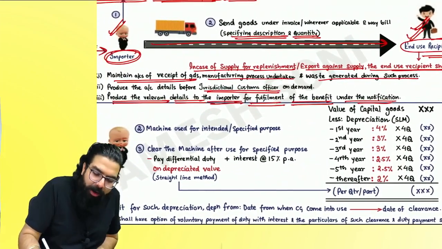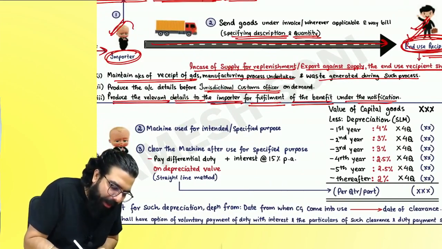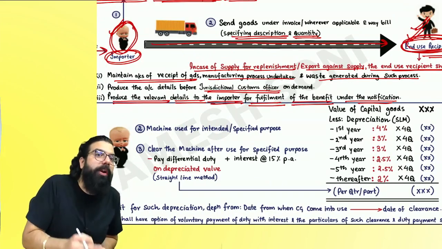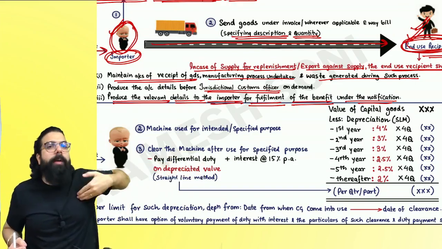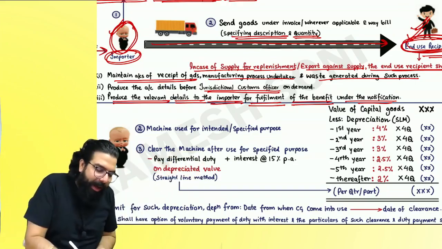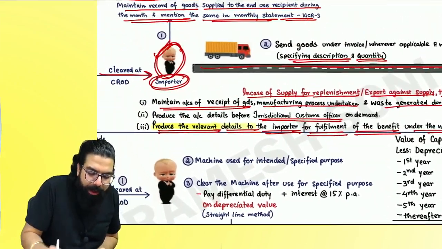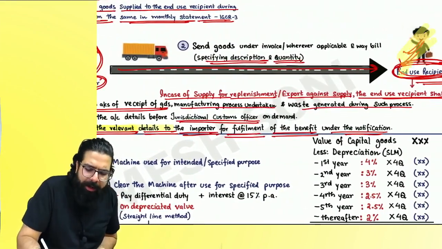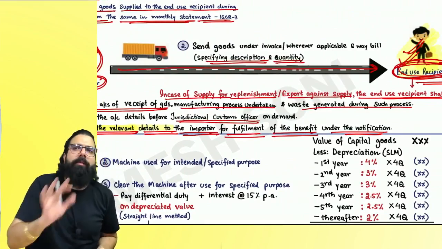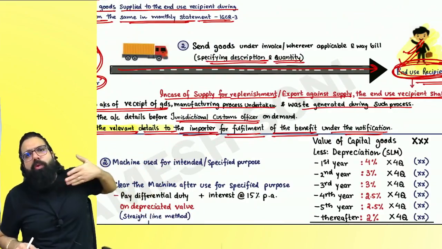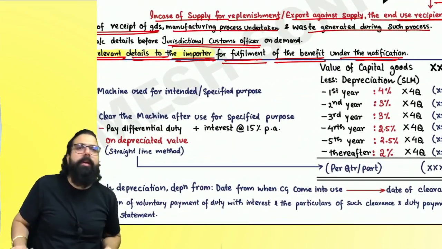It means everyone, whatever records he is maintaining, whatever details are required by the importer, because the importer has to make sure that the end use has been done. So he should provide the details as told in the exemption. Relevant details means, sir, I have made this month's mobile phones, or this item was made out of the raw material received. That detail the end user has to provide to whom? To the main importer.